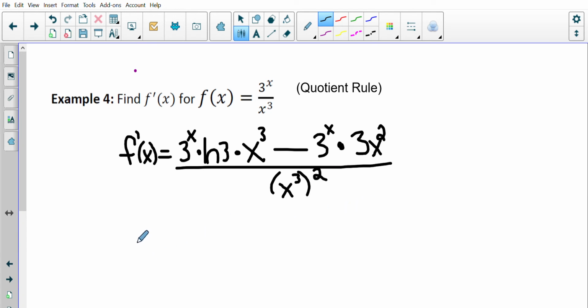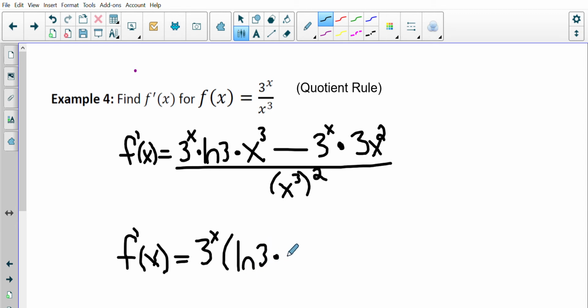Now, I could simplify this function, I guess, particularly because sometimes we'll end up solving, say, for the denominator or the numerator. And so I could look at it. We have a common factor there of 3 to the power of x. And then in brackets, I would have ln 3 times x cubed. Let's see, then minus 3x squared, it looks like.